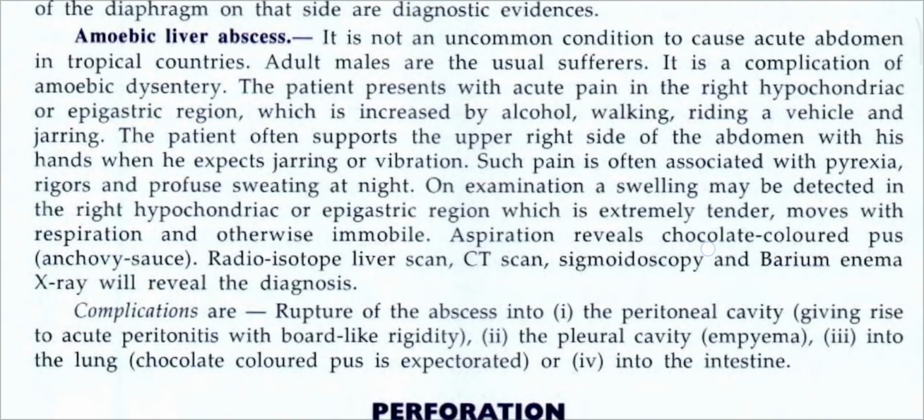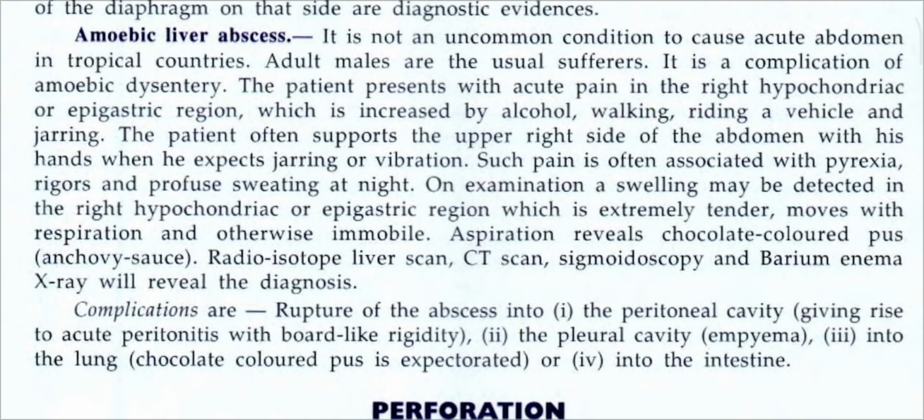Amoebic liver abscess. It is not an uncommon condition to cause acute abdomen in tropical countries. Adult males are usual sufferers. It is a complication of amoebic dysentery. The patient presents with acute pain in the right hypochondriac or epigastric region, which is increased by alcohol, walking, riding a vehicle, and jarring. The patient often supports the upper right side of the abdomen with his hands when he experiences jarring or vibration.